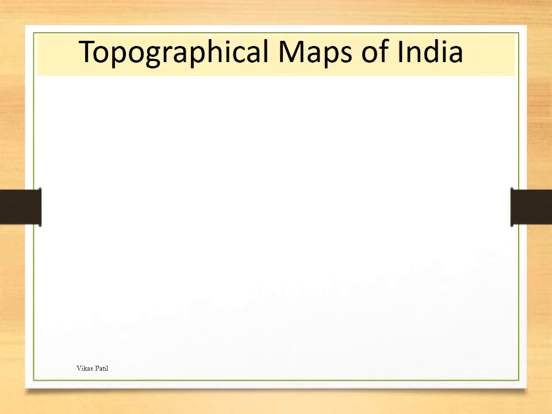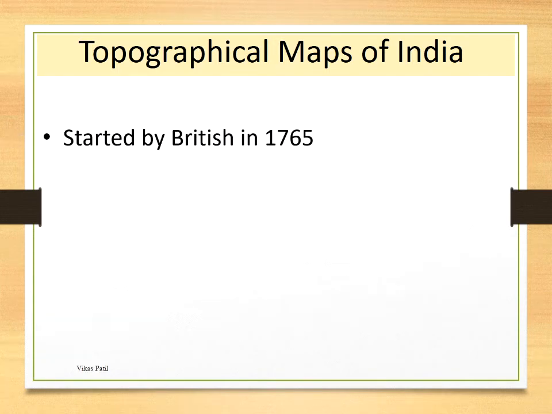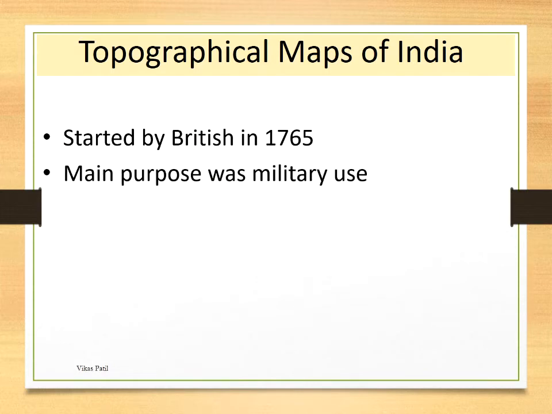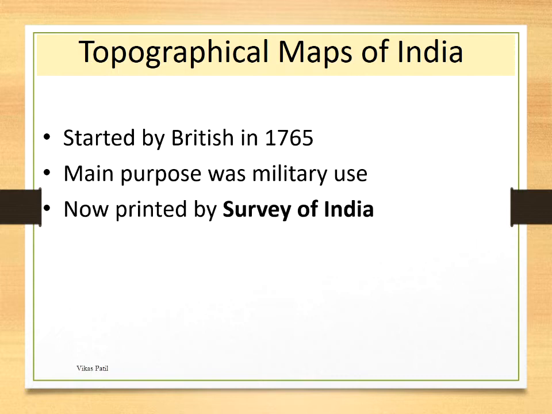Topographical maps of India. Let's look at the history of it. It was the Britishers who began making topographical maps for India back in the 18th century. Their main purpose was to use these maps for military purposes. Since then, Survey of India is the department responsible for printing the topographical maps and conducting surveys and updating them.